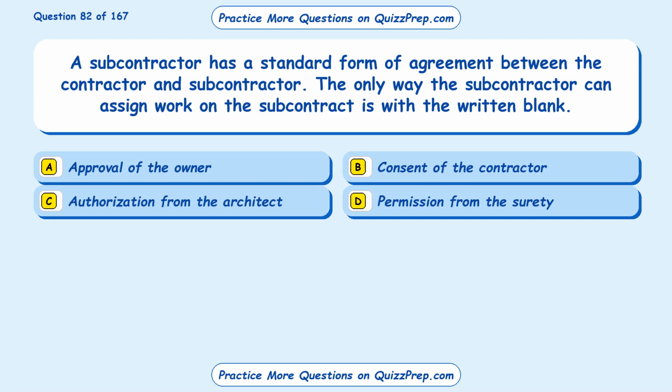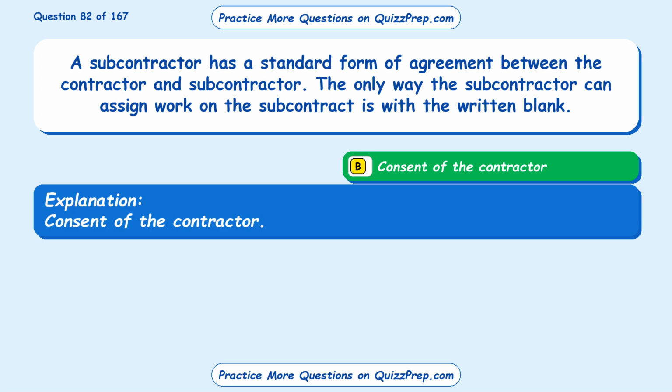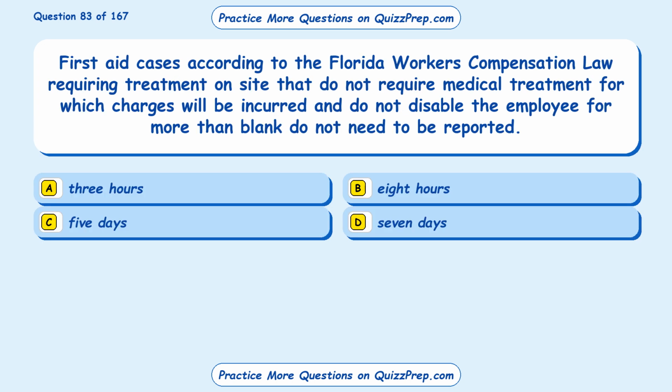Question 82. A subcontractor has a standard form of agreement between the contractor and subcontractor. The only way the subcontractor can assign work on the subcontract is with the written blank. Option A, approval of the owner. Option B, consent of the contractor. Option C, authorization from the architect. Option D, permission from the surety. The correct answer is Option B, consent of the contractor.